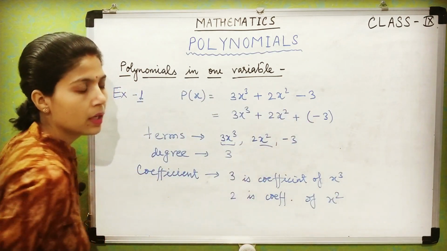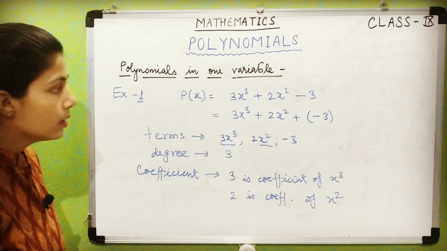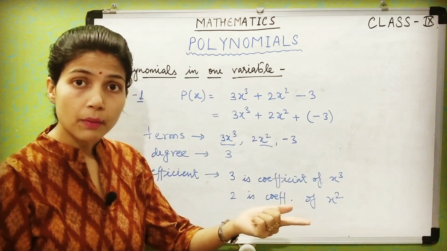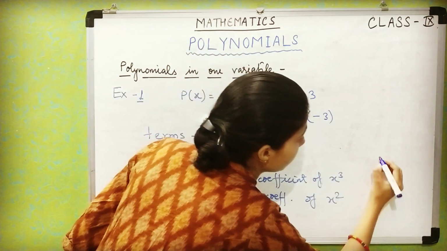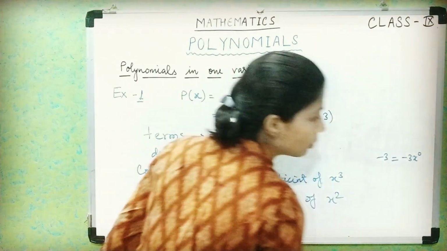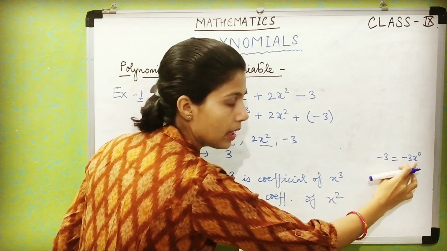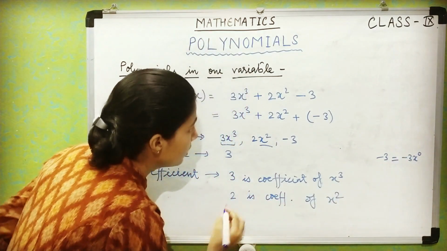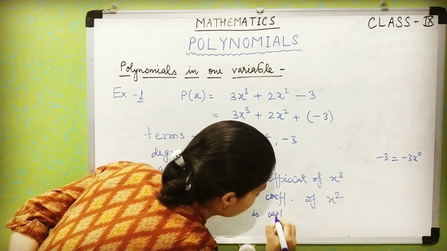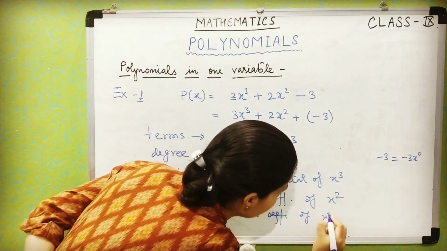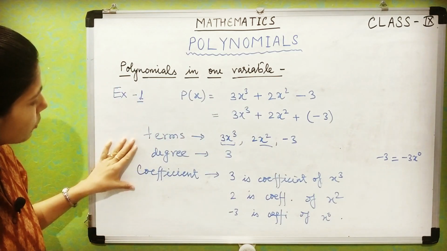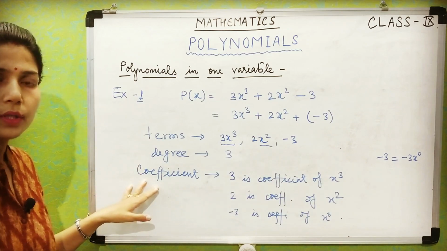Next one, minus 3. Here you can write its variable too, with the variable raised to power 0. Minus 3 you can write as minus 3 x raised to power 0. So the variable is x to the power 0, and you will write: minus 3 is the coefficient of x raised to power 0. So this was all about the terms, degree and coefficient.